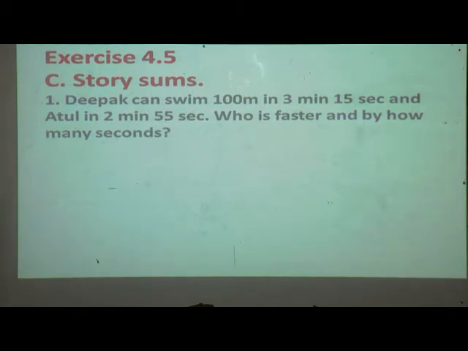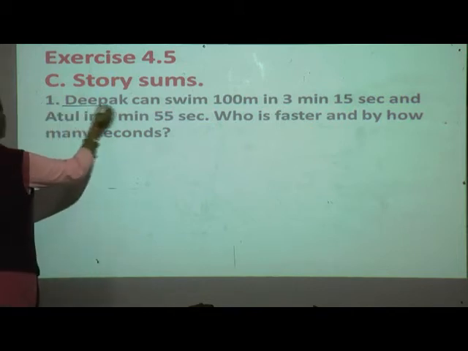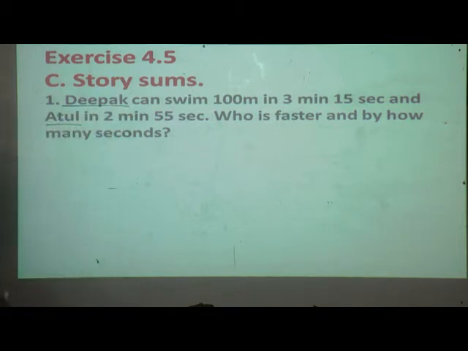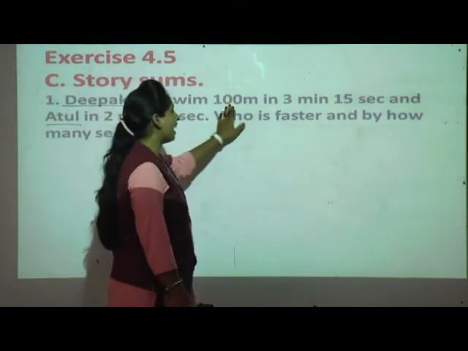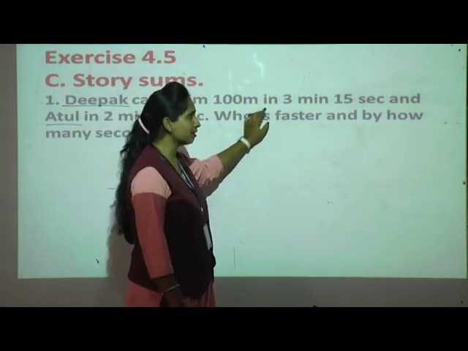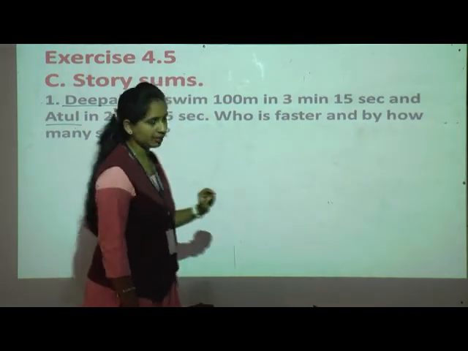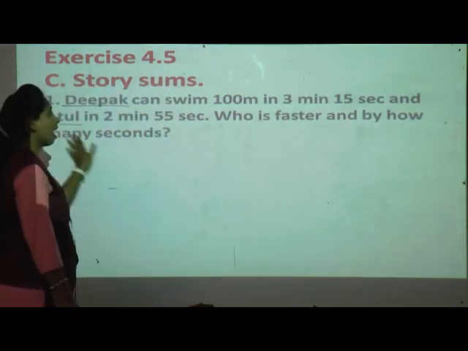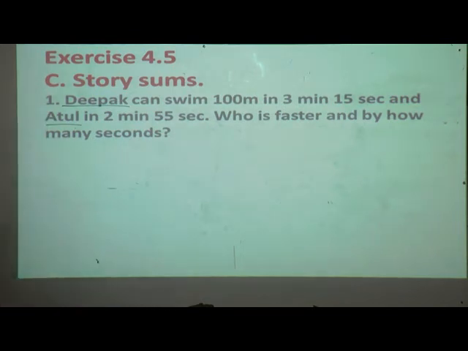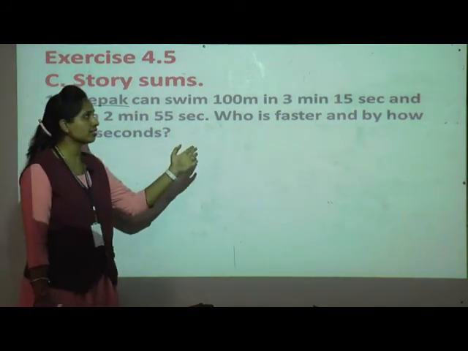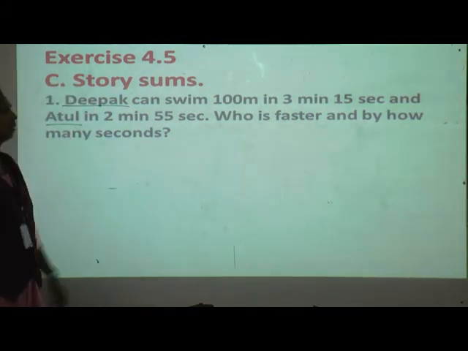See, two boys are there, Deepak and Atul. What they are doing? They are talking about their swimming. So Deepak can swim. How much he can swim? 100 meter. In how many minutes? Just 3 minutes and 15 seconds. And Atul, see, 2 minutes 55 seconds only he takes. So he is faster. You can tell immediately. Yes, who is faster? Of course, Atul is faster.